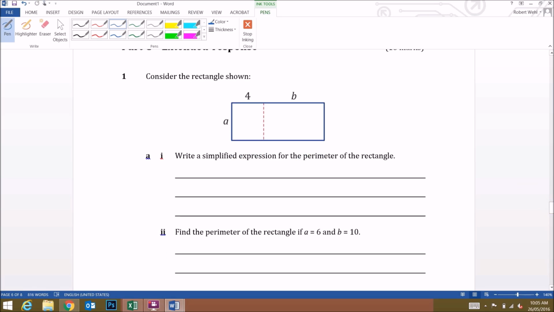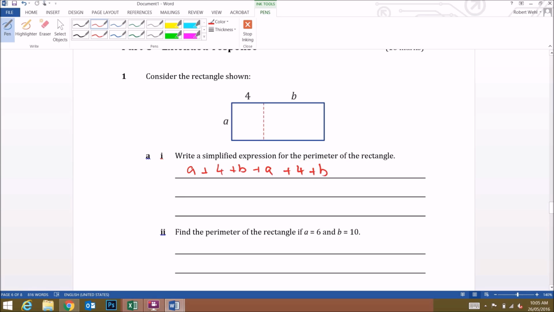All right, let's have a look at the problem solving. Consider the rectangle shown below. Write a simplified expression for the perimeter of the rectangle. So, perimeter, we have to add all the sides up. So if I was to write what it would be, A plus 4 plus B, then plus A again, then plus 4 again, then plus B again.